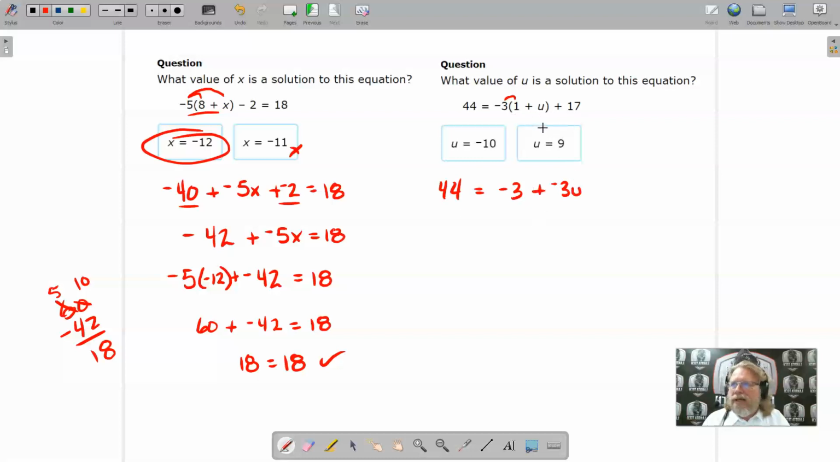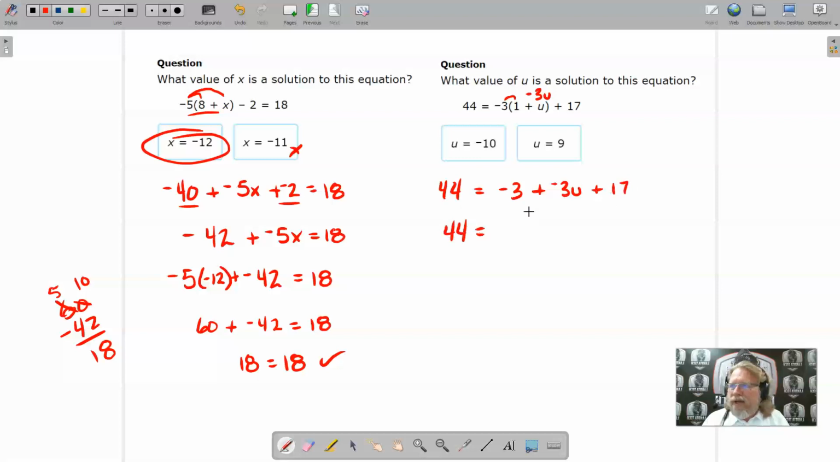This would have been negative times, that would have been minus 3u. And so I just changed subtraction to addition, took the opposite of 3u, which is negative 3u. And I don't want to lose anybody there. Plus 17. Looks like I can simplify this a little further.